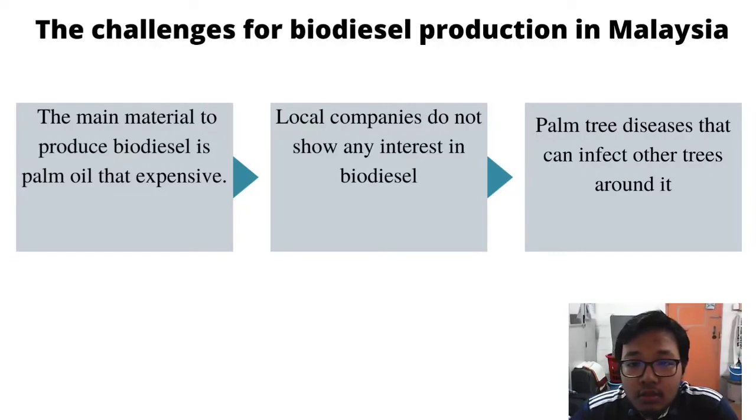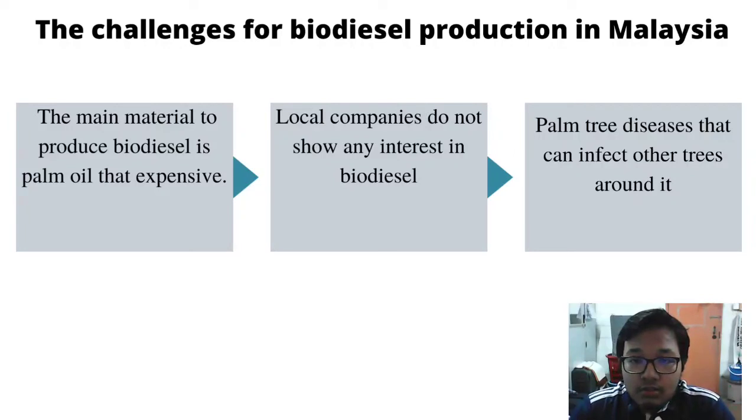Okay, so next is the challenges for biodiesel production in Malaysia. So the first point is the main material to produce biodiesel is palm oil itself, and biodiesel will need a huge amount of palm oil, and also palm oil is very expensive since it has a high demand in the global market, and that is the first obstacle for the production of biodiesel.